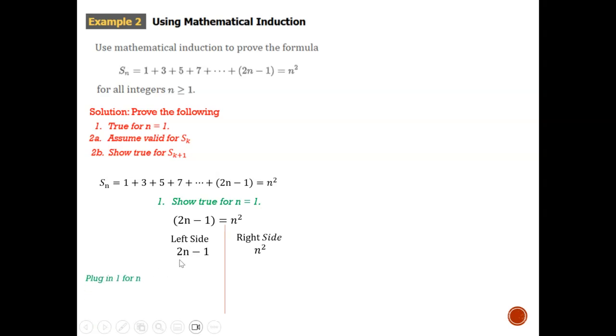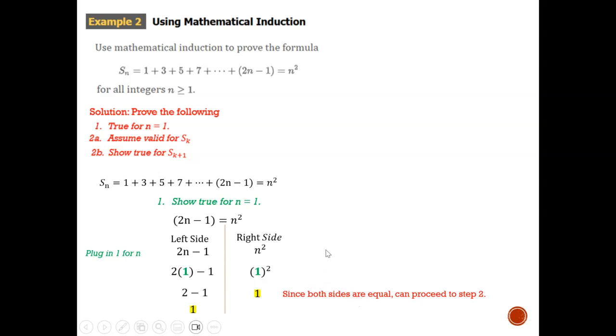If I plug in 1, it's gonna give us 2 times 1 minus 1, which gives us 1. On the right side, 1 squared will also give us 1, which means I can move on. If this wasn't true, if say this was 1 and this was a 0, or vice versa, if they weren't the same numbers, then it cannot be done by mathematical induction. Now we can proceed to step 2, which is on the next slide.